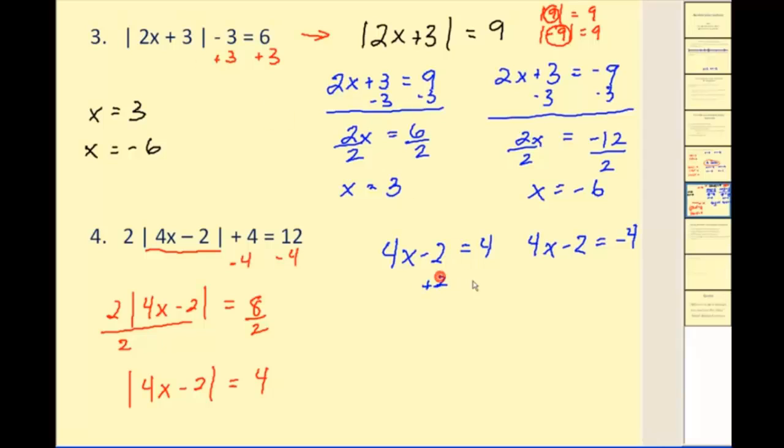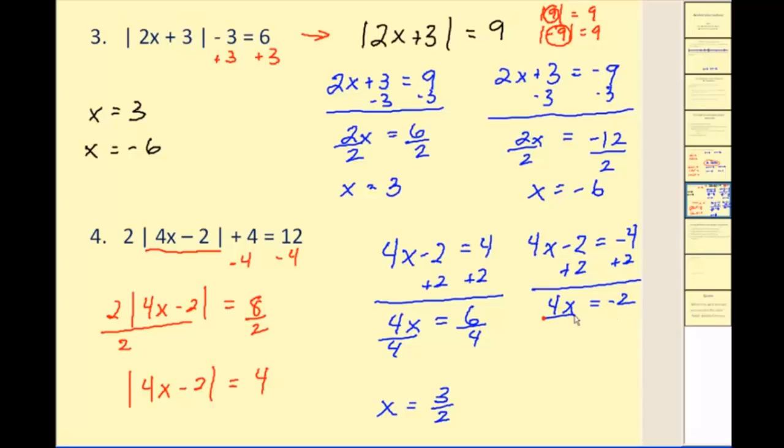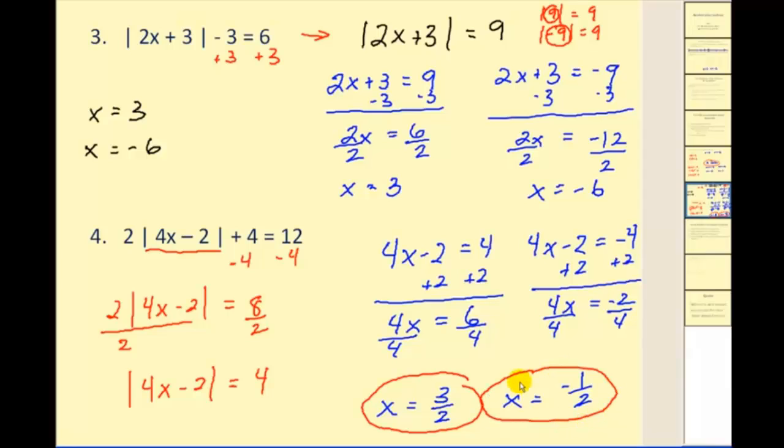So here we'll add 2 to both sides. 4x equals 6, divide by 4, x equals 3 halves. Same steps, add 2 to both sides. Negative 4 plus 2 would be negative 2. Again, divide by positive 4. We have x equal to negative 1/2. As expected, we have two solutions.